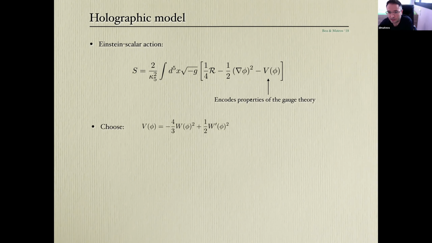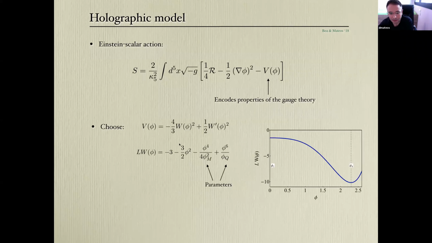Just for technical convenience, I'm going to assume that this potential can be derived from a simpler function, which is called a superpotential, this W, through this usual formula. And I'm going to choose W to have this polynomial form. It's a polynomial of order 6 with two free parameters, phi_m and phi_q. These two terms are fixed by some conditions that it is nice to impose. And these two are the free parameters. This is a picture of this superpotential. It has a maximum here and a minimum here.